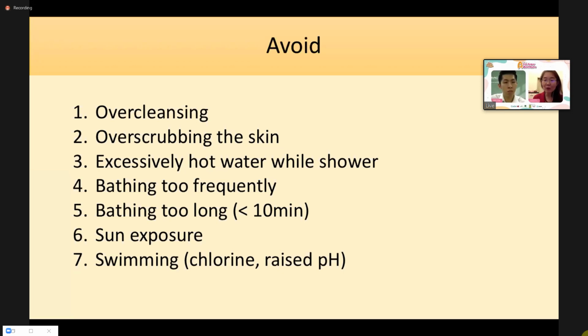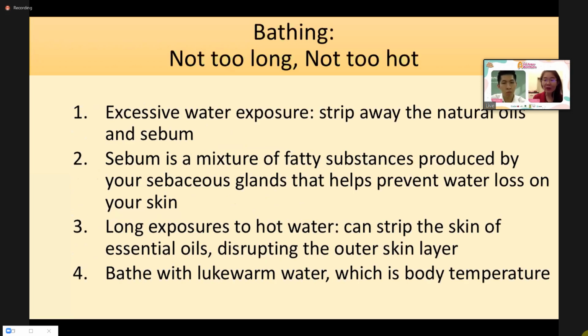Avoid sun exposure because some itchiness may be precipitated by sun exposure. Avoid swimming because of the chlorine or chemicals, and it has a high pH, so avoid that to prevent dryness. And bathing should not be too long, not too hot. I would say less than 10 minutes. Excessive water exposure will strip away your natural moisturizing factor and sebum.